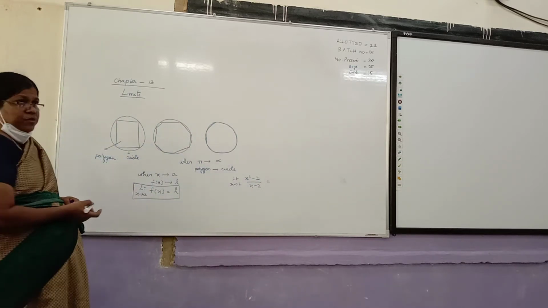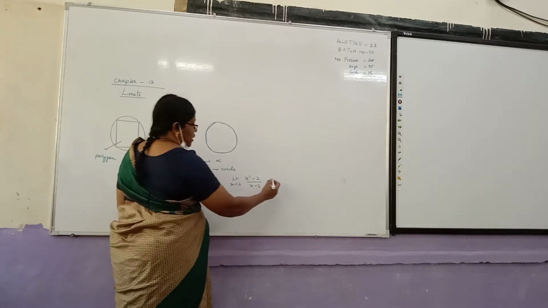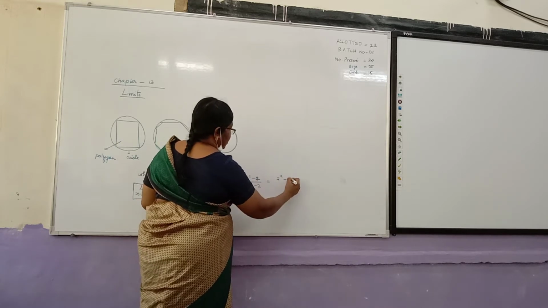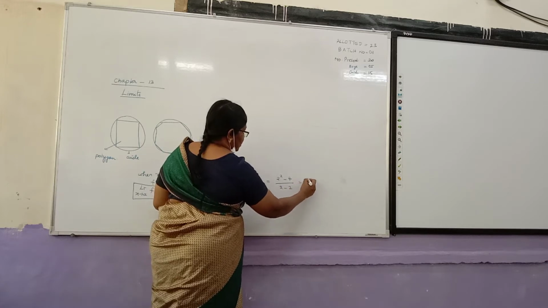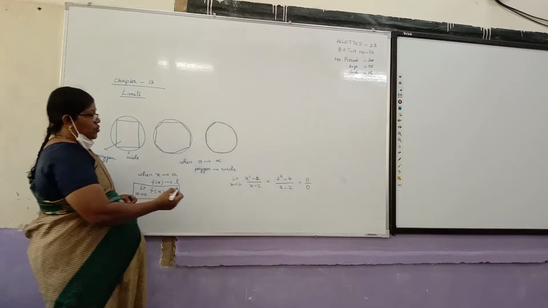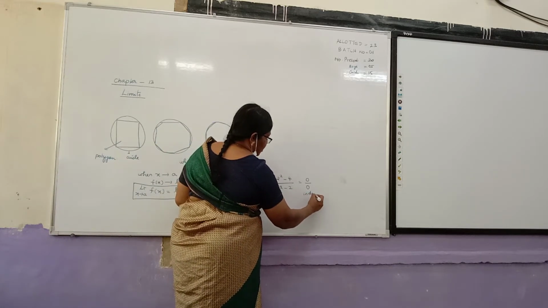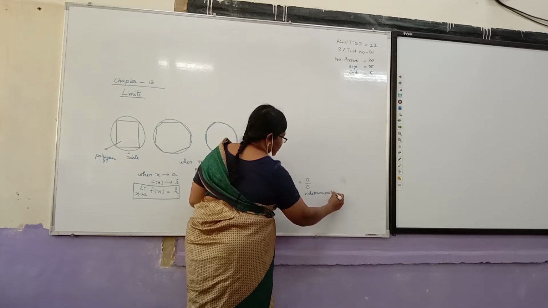When you do, you will be substituting x is equal to 2. So I will get 2 square minus 4 by 2 minus 2. So I will get 0 by 0 form. This 0 by 0 form will be called indeterminate form. We cannot determine it. It's indeterminate form.